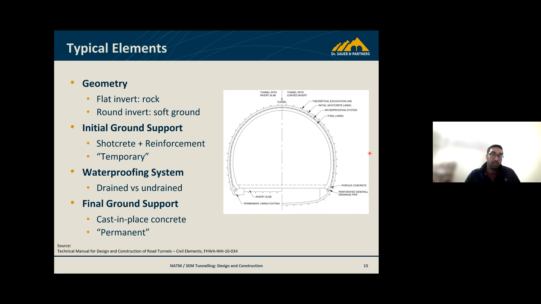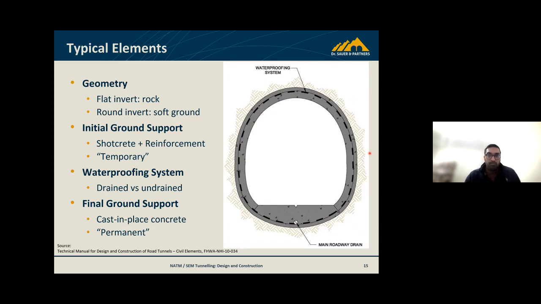And then you have the final ground support system, which is usually cast in place concrete, and that's the permanent. So it takes the full load case for full hydrostatic pressures, for example, and usually needs to provide a design life of 100 years, which is what we're normally working to at the moment. That's just the finished case.